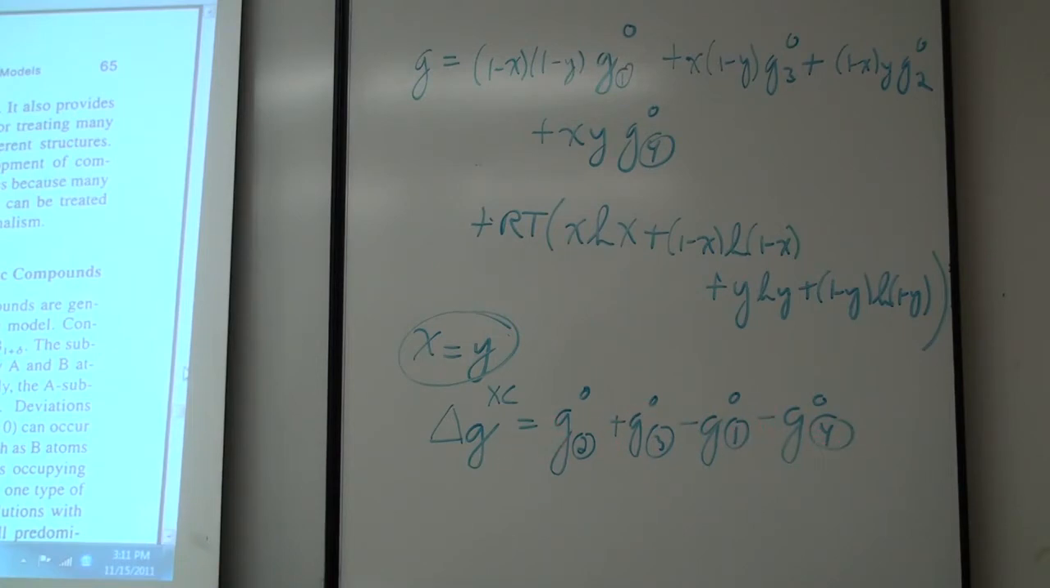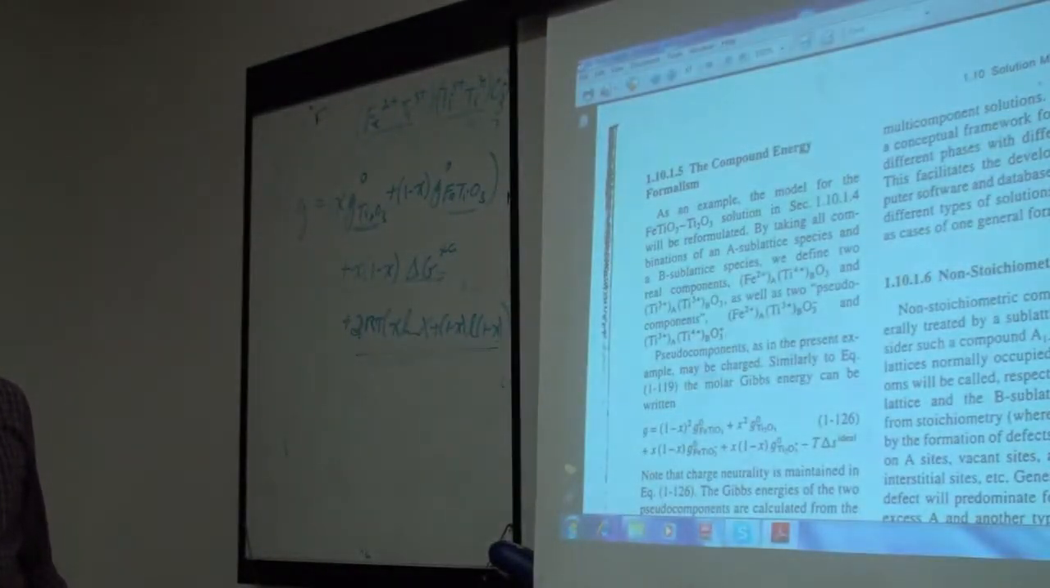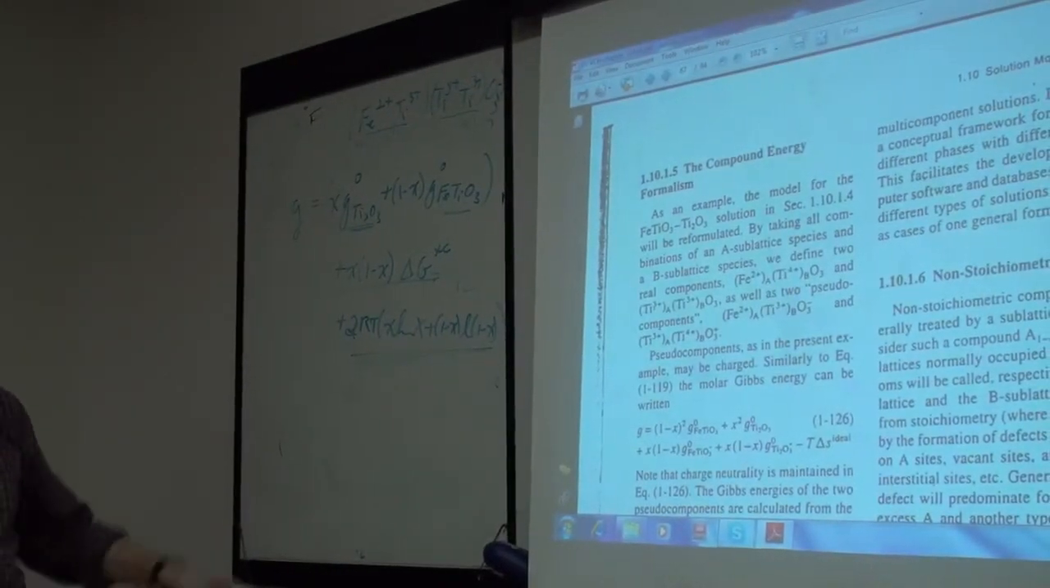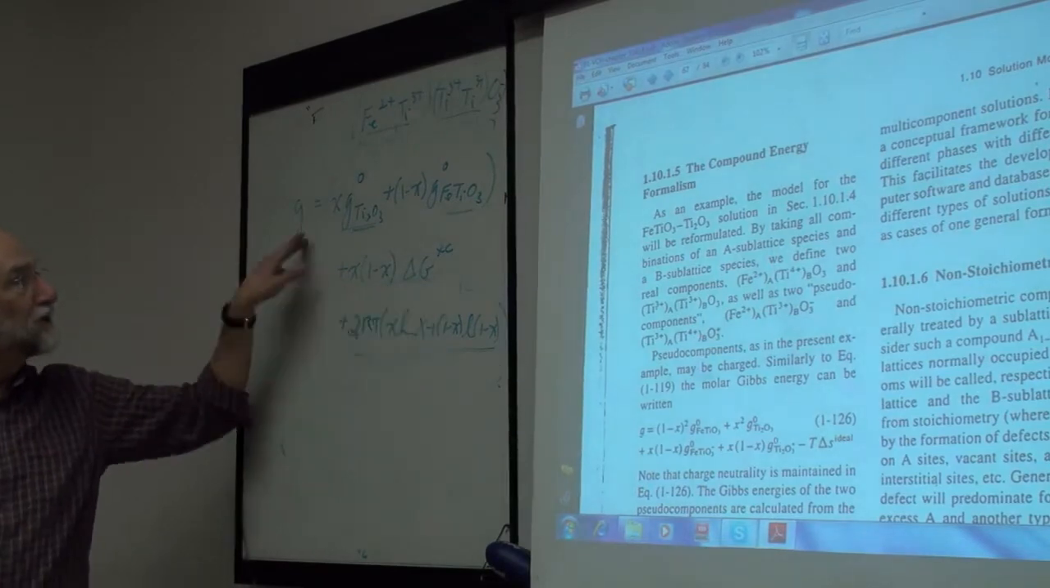Then you have the formalism parameters. G2 and G3 are formalism parameters, but the real model parameter, the only thing, is delta G exchange. As long as G2 plus G3 equals a constant, it doesn't matter what the individual values are, you're still going to get exactly the same result. You could let G2 be 5 and G3 be 10, or G2 be 10 and G3 be 5. You're going to get the same delta G exchange. You're going to get the same G.